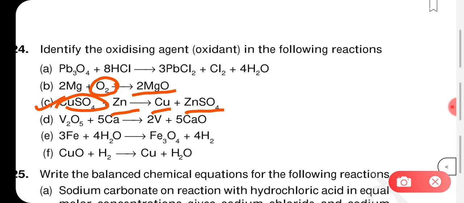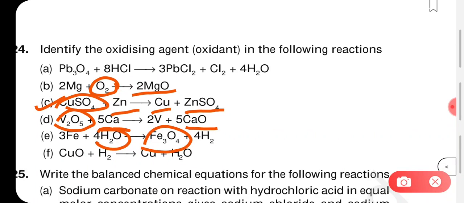oxidizing agent. In this one, V2O5 is reacting with 5 calcium. Here again V2O5 is the one that will act as an oxidizing agent, as it oxidizes this calcium to calcium oxide. In the next one, iron is reacting with water. So here it is the water molecule which is going to oxidize iron to iron oxide.